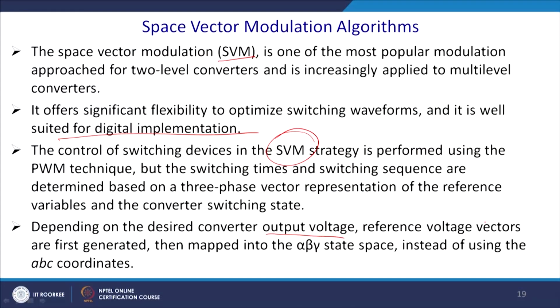It has been discussed in the advanced power electronics courses. You can refer to YouTube or you can refer to the books of Bin Wu and others. This has been covered in detail. Depending on the desired converter output voltage, reference voltage vectors are first generated, then mapped into alpha beta, or if it is a 3-dimensional space, alpha beta gamma state space, instead of using the ABC coordinates.